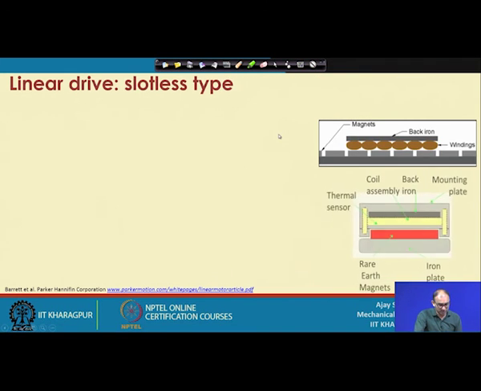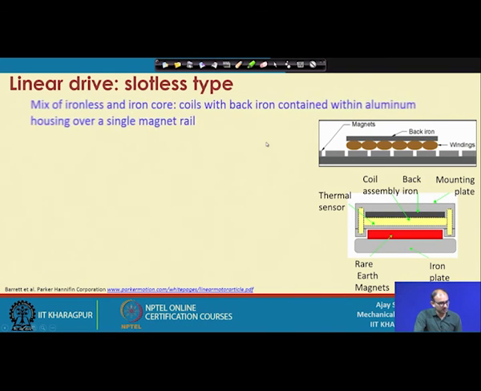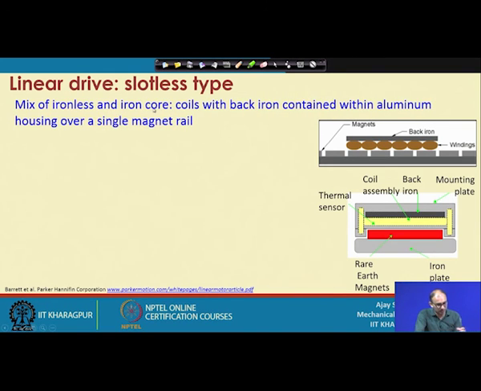Then the last one is the slotless wire. This is actually a mixture of the ironless and iron core. Whatever you got in the earlier two cases, you will get both here. How does this work? The coil with a back iron is contained within the aluminum housing over a single magnet. So, one thing is that you are using a single rail, which is similar to the first case, and your winding is similar to the second case, that is called the ironless or air core type, and the whole thing is fixed within the aluminum housing. So, you can secure it much better than in the latter case, to avoid some other problems.